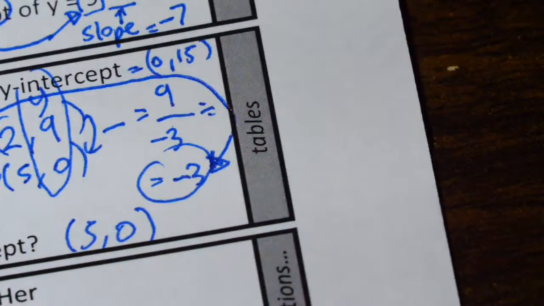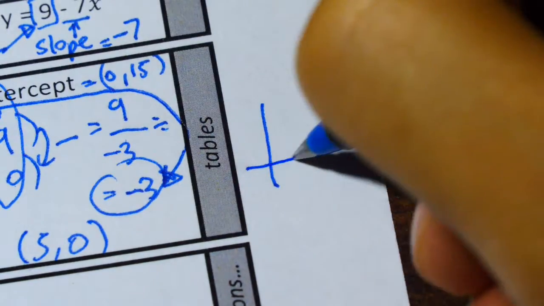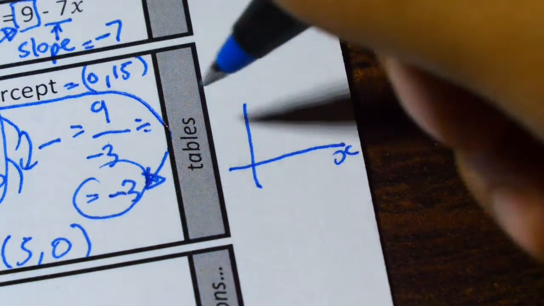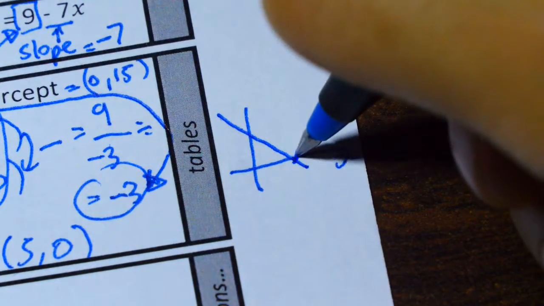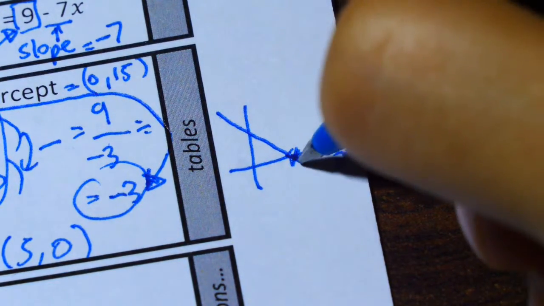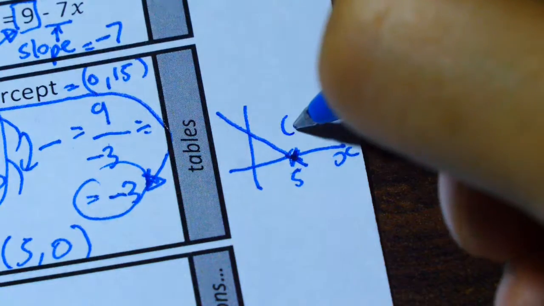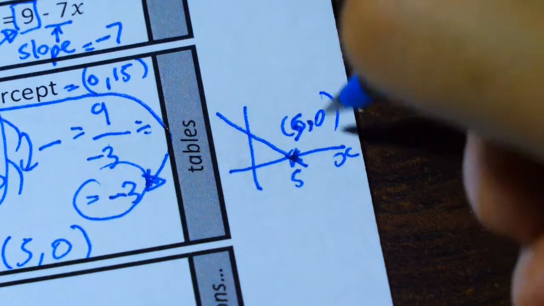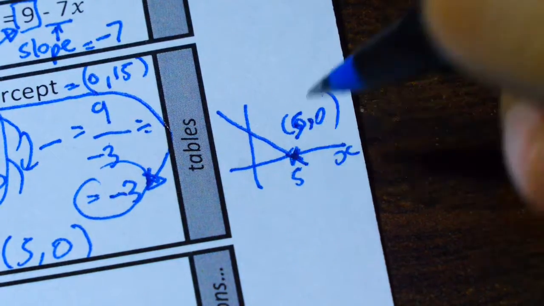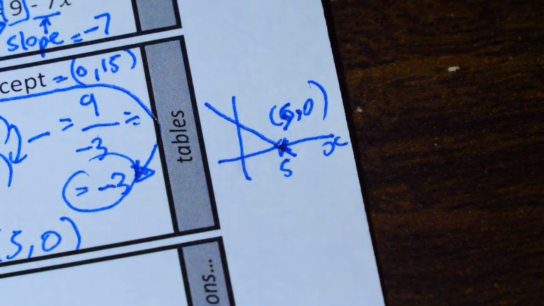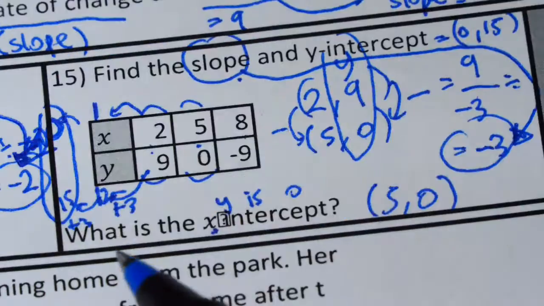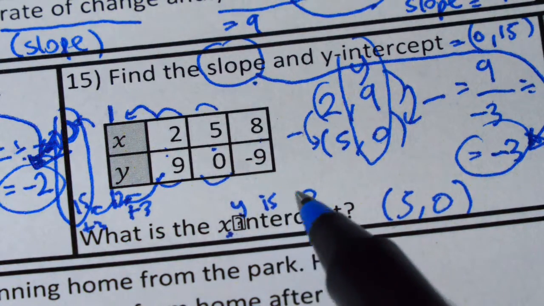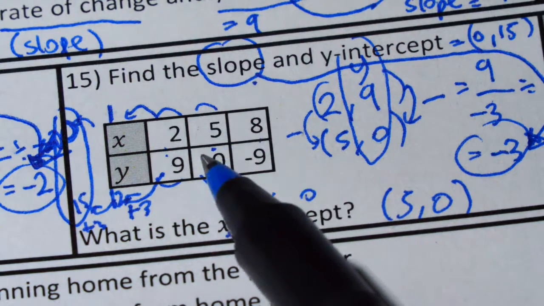That is the x-intercept. Because if you look at this graph here, this is our x-axis. If the line hits the x at 5, this point is actually 5, 0. 5 in the x, 0 in the y. Okay, so again, the x-intercept is when y is 0. This point here, y is 0.